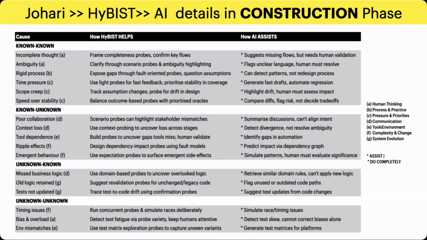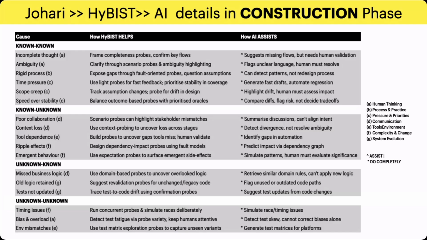The first column indicates the cause of why it emerges, because we're talking about a construction phase. The second and third columns highlight how HyBIST can help and how AI can assist. Now there is a legend: A, B, C, star, and the up arrow, which appear in the cause column. So I've said incomplete thought, bracket A, means incomplete thought is categorized under thinking. If I look at rigid process, which is the third row in the cause section, it is under B, which is process and practice. Like that you might want to read.